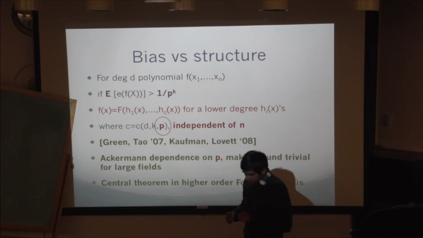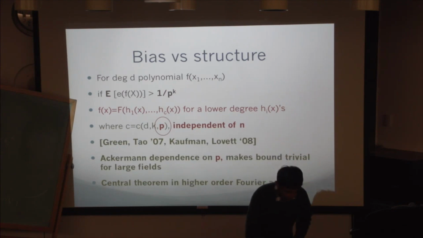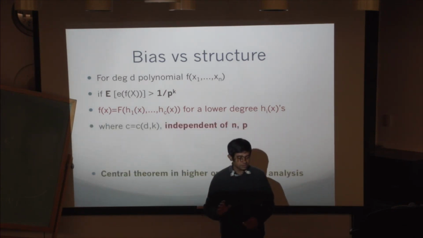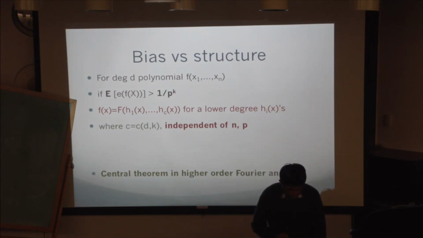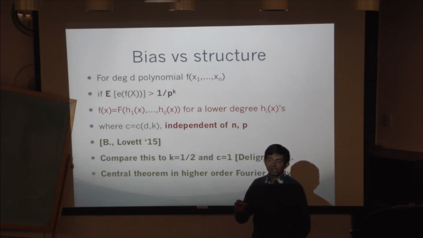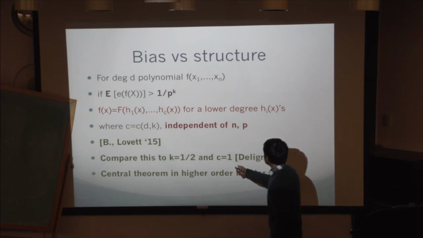Okay, so next we are trying to make it more efficient in p, and surprisingly we are able to remove any dependence on p, and so this is the main theorem of our work, and I would like you to compare this to the k equals half setting and c equals 1.